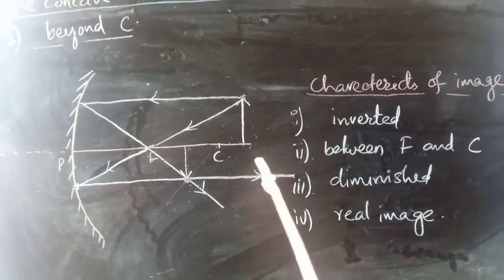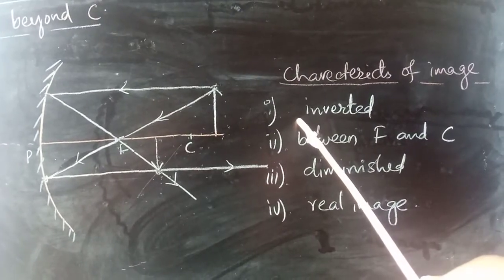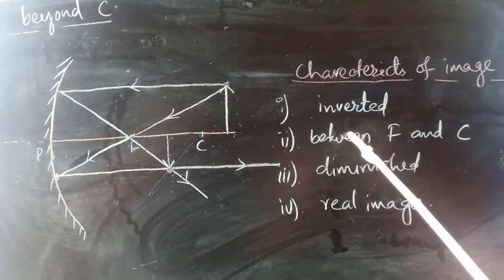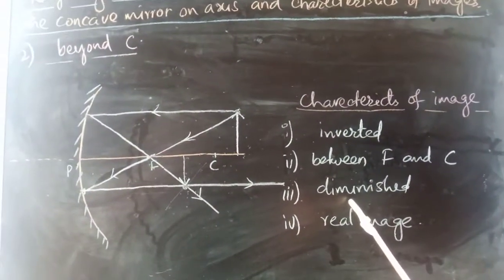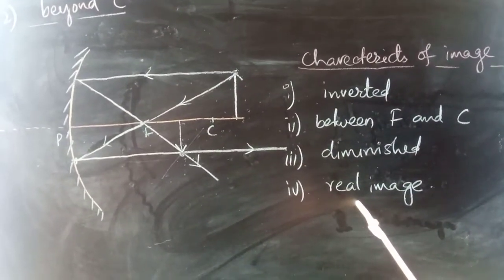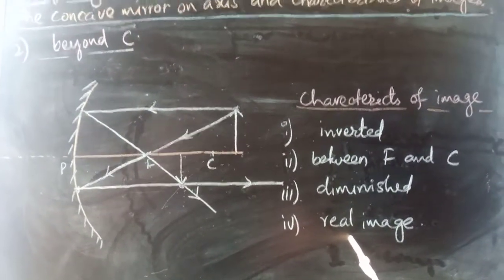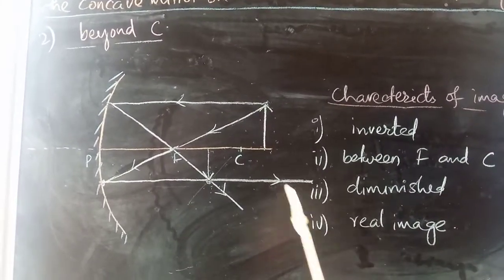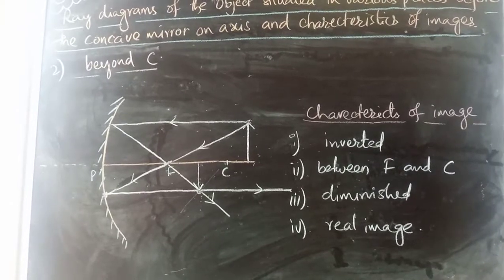So these are the characteristics of the image. That's why there are 4 characteristics of this image: it is inverted, the image is formed between F and C, it is diminished compared to the actual object, and you can catch the image on the screen. That's why you can say this is the real image when the object is beyond the C on the principal axis before the concave mirror. So this is the second case.